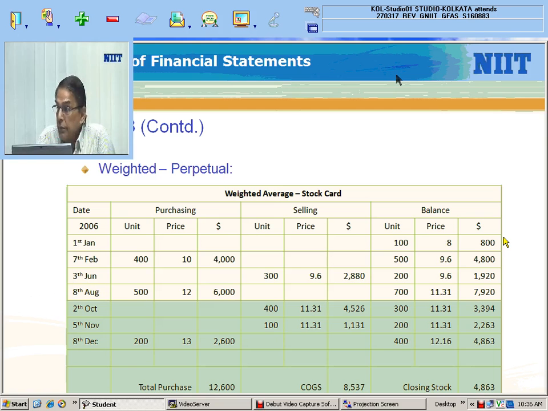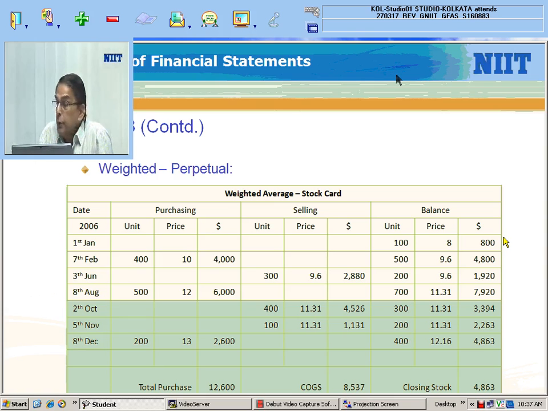On 8th of August, another 500 units have been purchased at 12 rupees each. 6,000 is the total purchase price. The total number of units in hand will be 700 units. The cost of the 700 units will be 1,920 plus 6,000, where 6,000 is the purchase price paid for the additional 500 units. So 700 units at 7,920. The average cost per unit now works out to 11.31, 7,920 divided by 700.